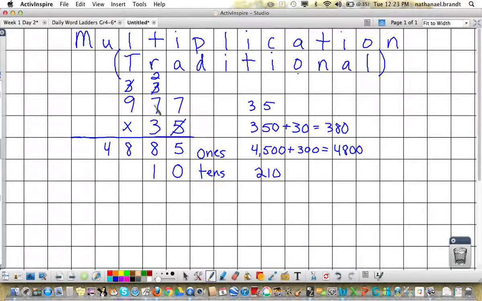And then we're going to multiply 7 tens times 3 tens. Well, 7 tens times 3 tens is 2,100. And then we're going to add this to that. Well, this tens is worth 200, so it's going to be 2,300. So we're going to put our 3 here, and we're going to carry our 2 out here.